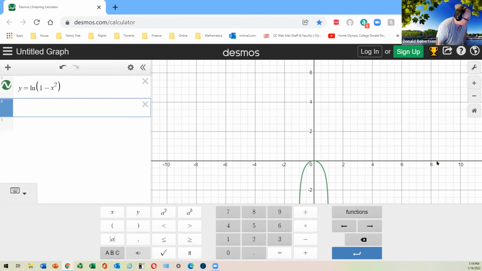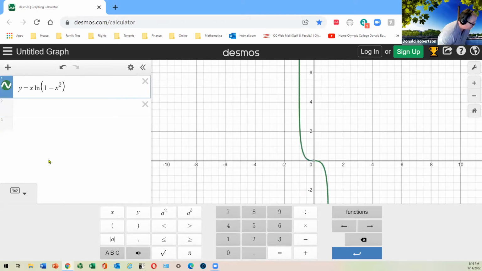Well, Desmos is no good. I don't know why it's not doing it. I guess if I stick an x, that's not going to make any real difference. It's just going to change the shape to that thing again. Yeah, it does tell you it's undefined at -1 and 1 though. You get the same numbers.